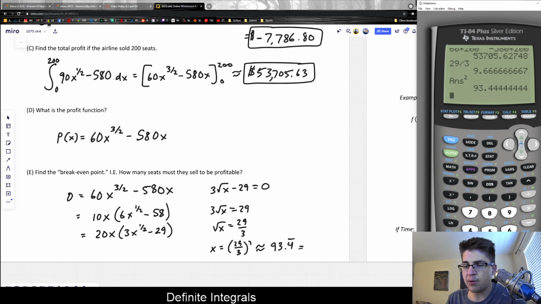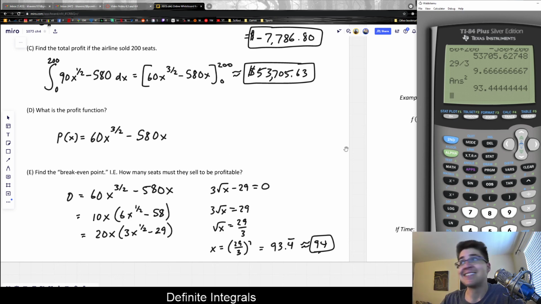Or with break-even points, you always want to round those up, because if you sold less than the break-even point, you'd still be in the negative profit line. So really, we want to sell 94 seats to break even in this particular case.